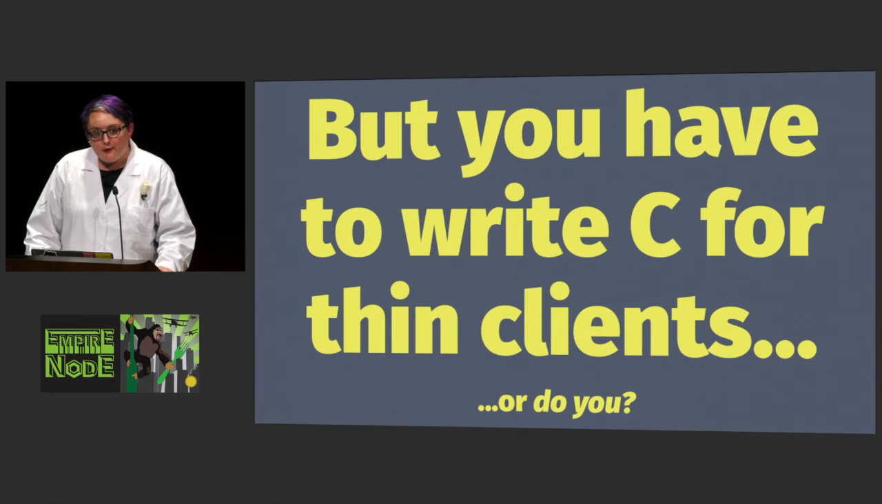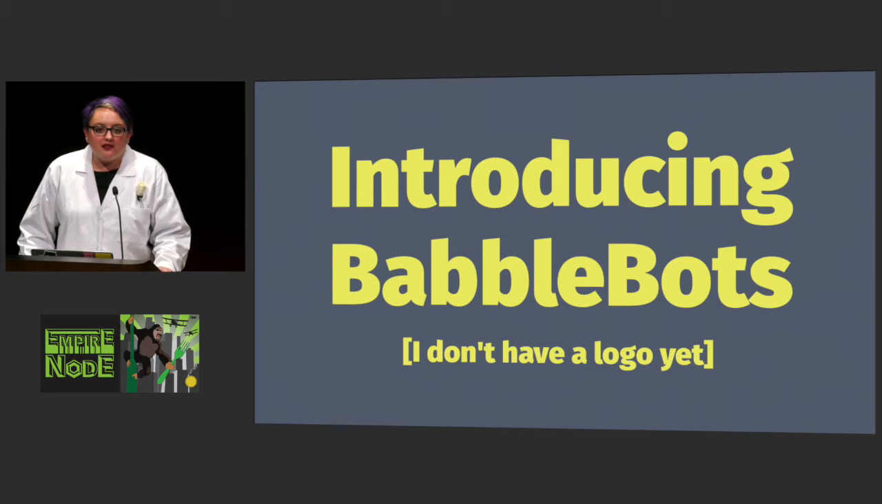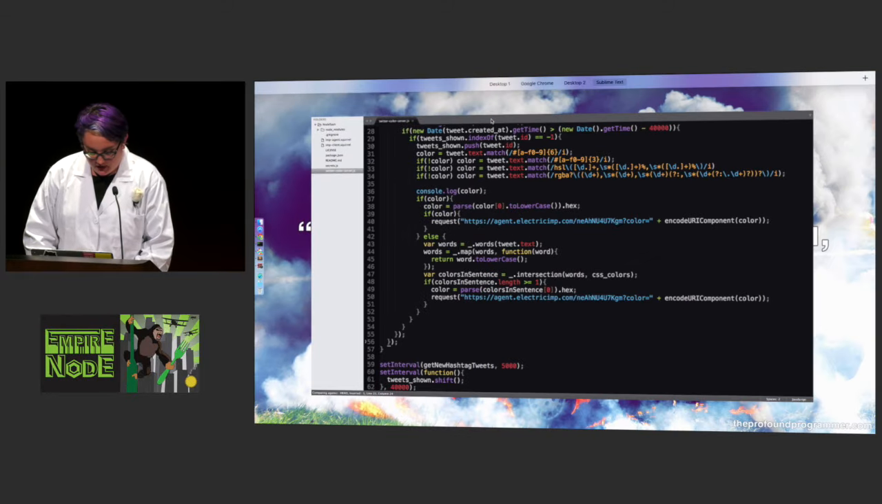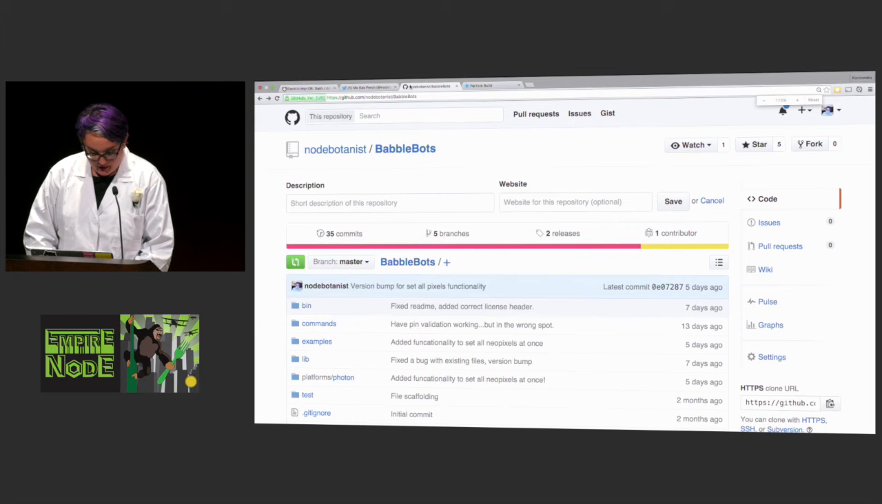Plus, the thing about thin clients is you have to be able to write C, or do you? So I've written a library called Babble Bots. It's in very early stages, but what it does, I don't even have a logo yet. I'm going to show you the GitHub repository, if I can remember where, there we are.